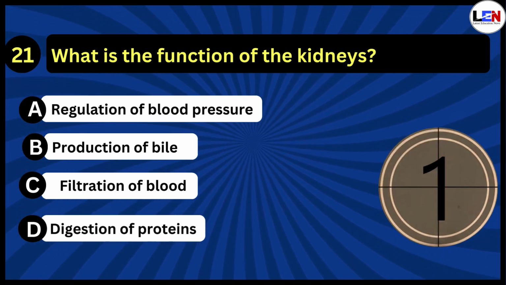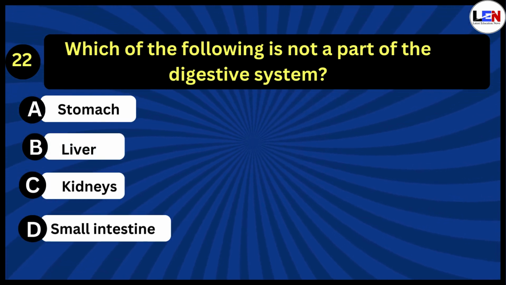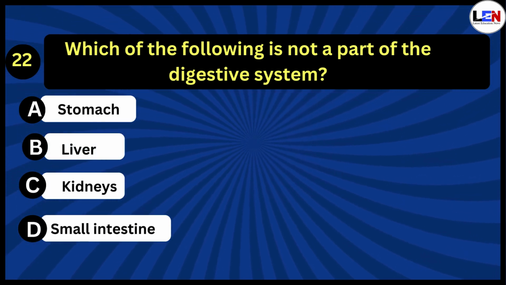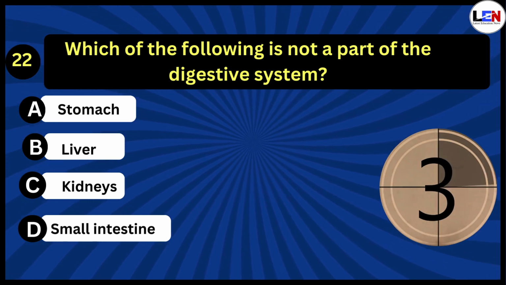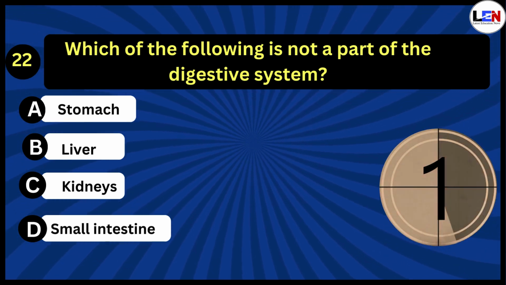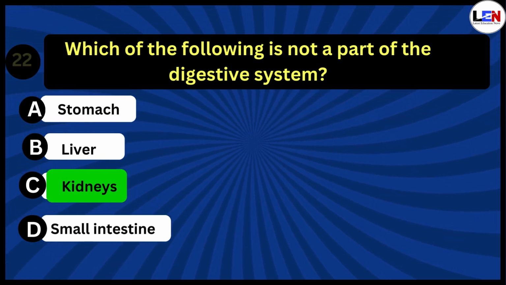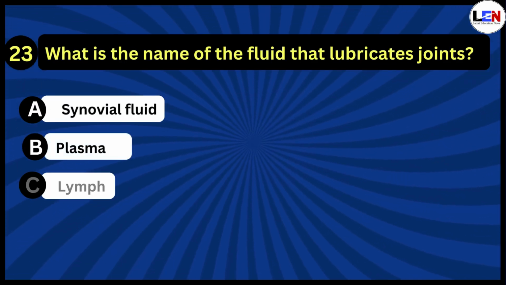What is the function of the kidneys? A. Regulation of blood pressure. B. Production of bile. C. Filtration of blood. D. Digestion of proteins. The correct answer is option C. Filtration of blood.